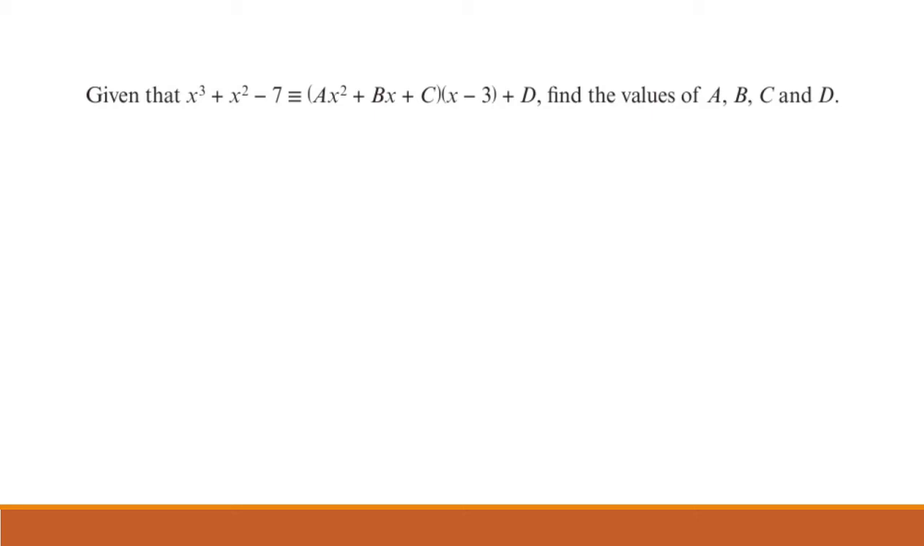So here it says, given that x cubed plus x squared minus 7 is equivalent to (ax squared plus bx plus c) multiplied by (x minus 3) plus d, and we are again trying to find a, b, c and d. This time, this part of the equation is given in the form f(x) equals quotient times divisor plus remainder, where x minus 3 is the divisor. So we are going to substitute values of x to find the unknowns a, b, c and d.